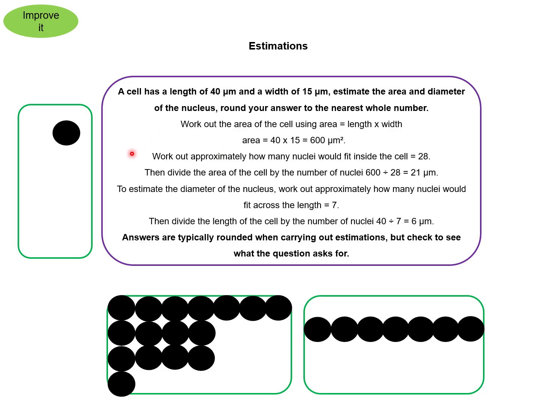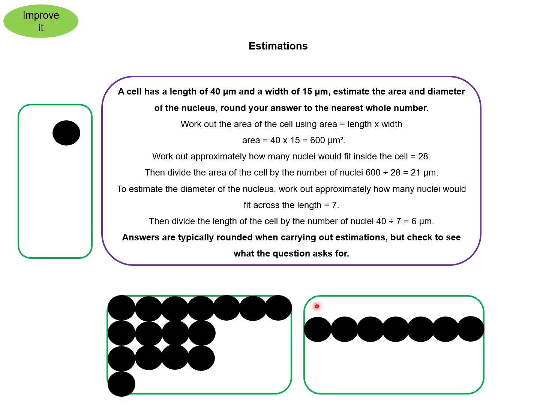Work out approximately how many nuclei would fit inside the cell. So we thought about 1, 2, 3, 4, 5, 6, 7 in this case across and 4 down. So in total that would be 28. If all these nuclei are filled in here, there'd be 28 of them. So we're dividing that whole area of 600 by the number of nuclei, so by 28, which gives us 21 micrometers squared.